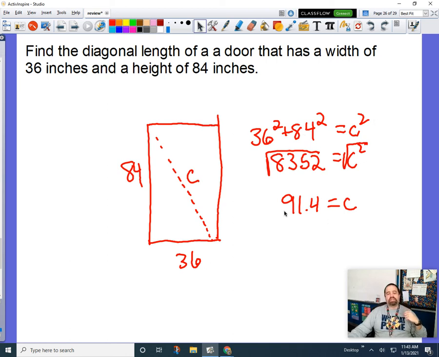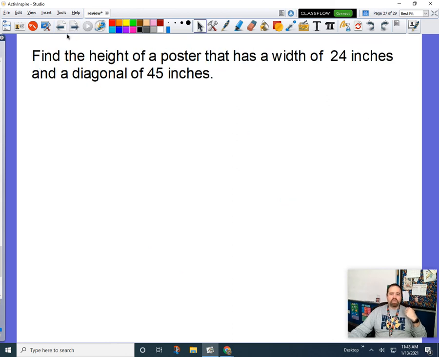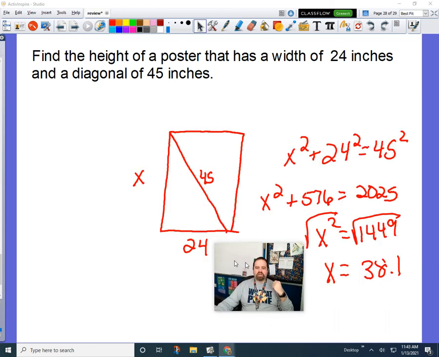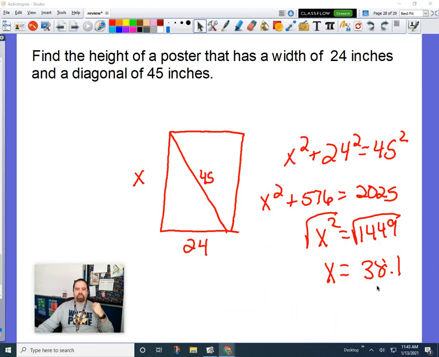You do not have to give me units on these. If I give you a problem that has inches in it, your answer is going to have inches in it. You don't have to include those for me. All right, last one. Find the height of a poster that has a width of 24 and a diagonal of 45 inches. All right, set up and solve. 38.1 inches. Okay, questions tomorrow on the test are very similar.